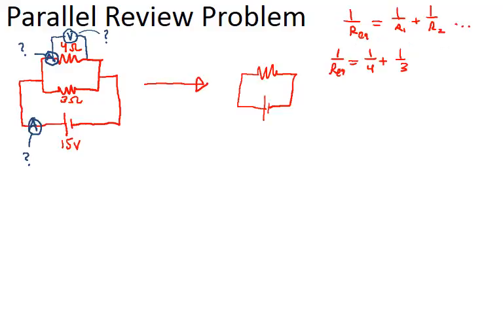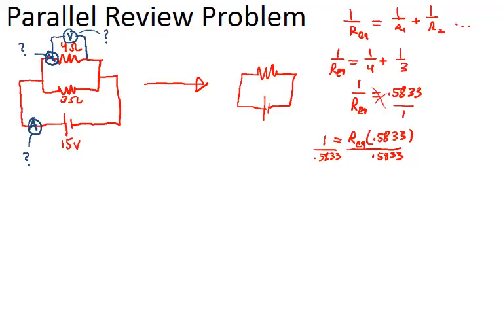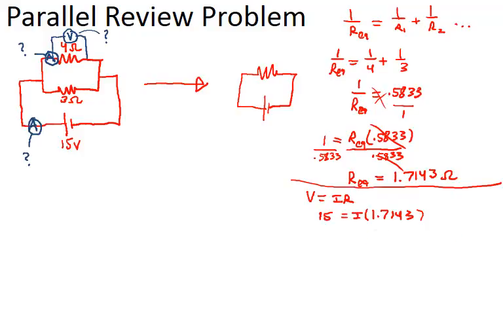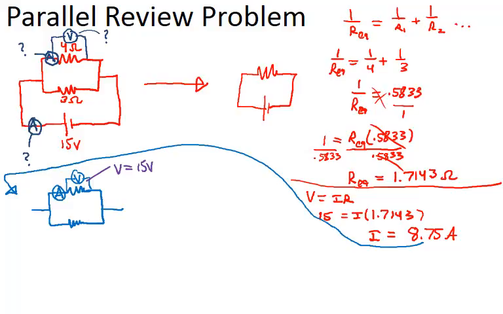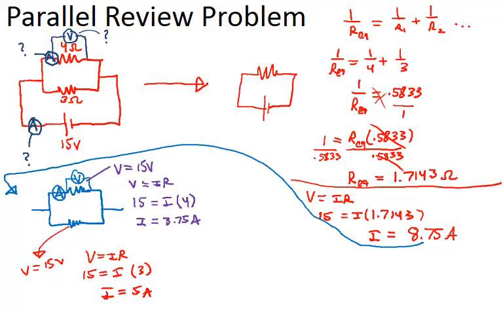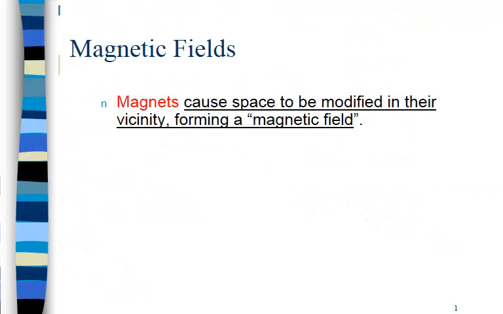All right, so we should get the overall resistance 1.7143, and then the overall current should be 8.75 amps passing through, and then each of them gets a full voltage, so that voltmeter is going to read 15. The current up there would be 3.75, and then on the bottom 5 amps, and again full voltage down there.